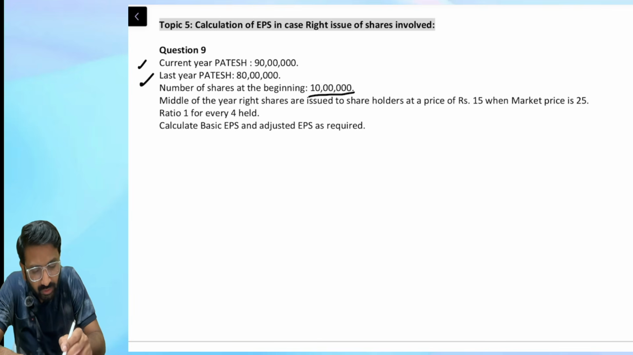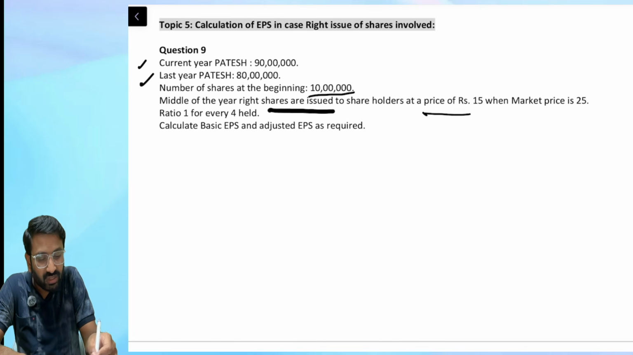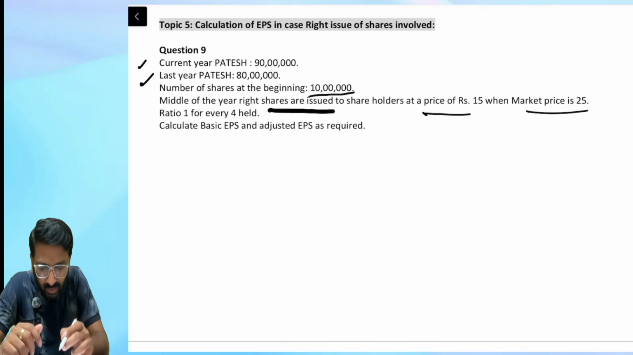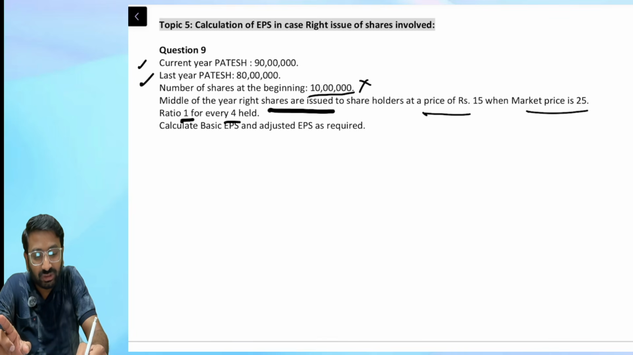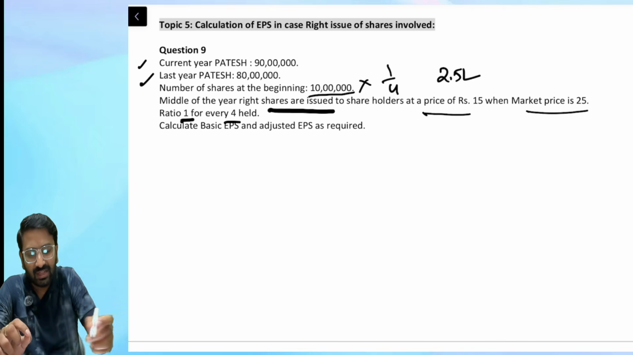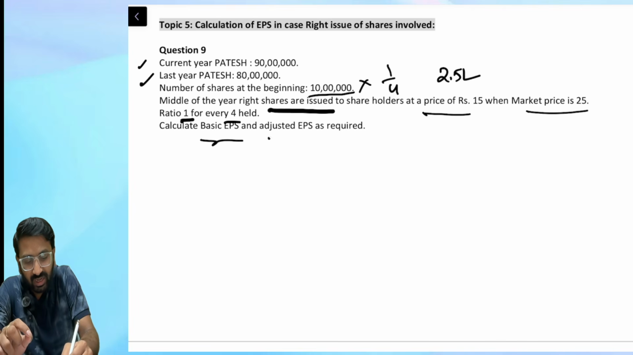Exactly in the middle of the year, right shares were given at a price of 15 when the market price is 25. And what is the ratio? 1 for every 4. So for 10 lakh shares, 10 lakh into 1 by 4. So how many right shares will be given? 2.5 lakh. Calculate basic EPS and adjusted EPS.